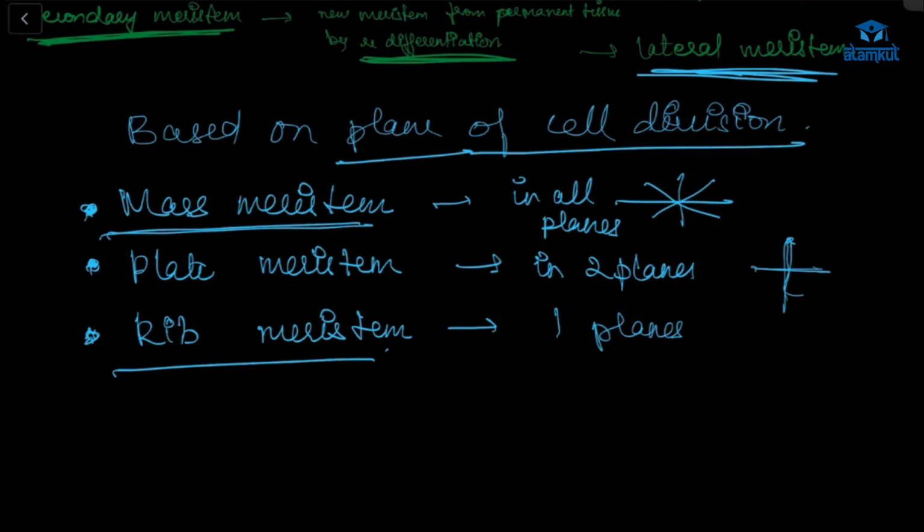So in the mass meristem, what will happen? The cells divide in all the planes, all the directions. Because of that, the cell mass will increase in size, and that's why they are called mass meristem. And in the plate meristem, they only divide in two planes, and in the rib meristem, only one plane.